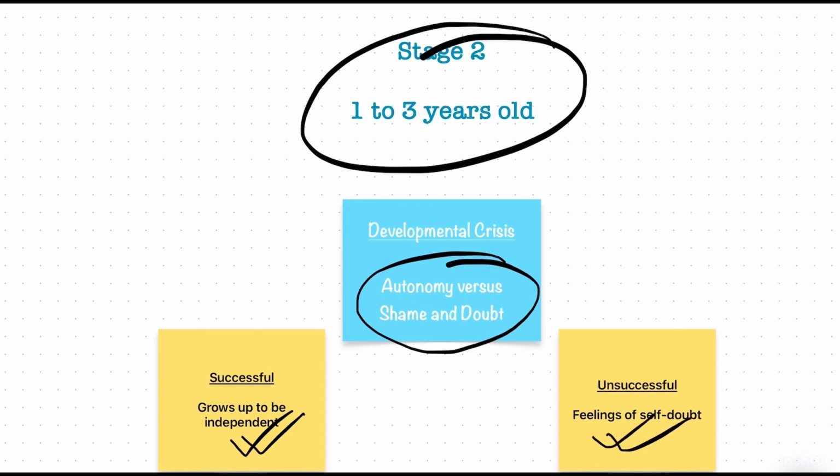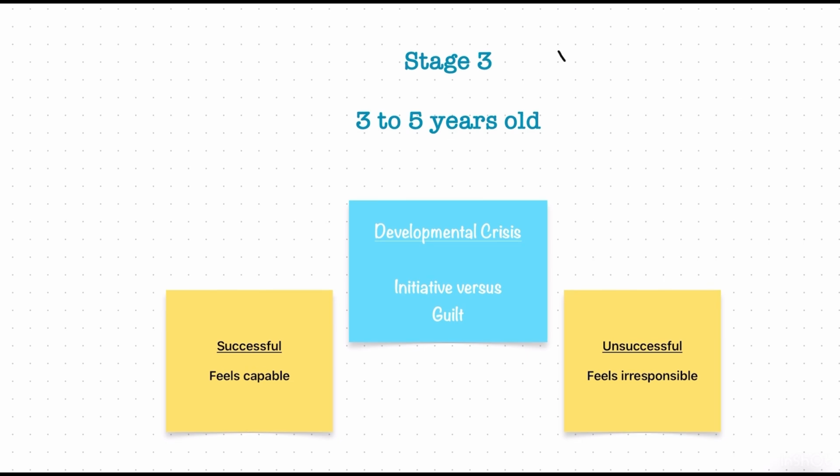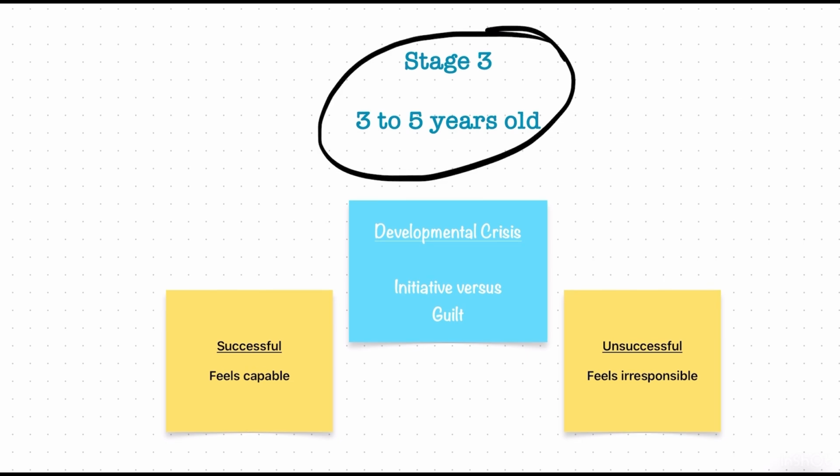doubt in themselves. Moving on to the next stage, we have stage 3, 3 to 5 years old. Here, the developmental crisis is initiative versus guilt. Children assert themselves through play and social interactions. If encouraged to take initiative, they develop a sense of purpose. If overly controlled or criticized, they may develop guilt over their desire and efforts to act independently.